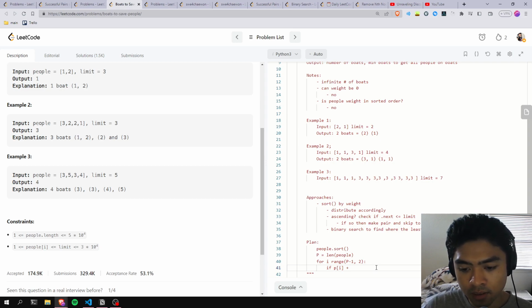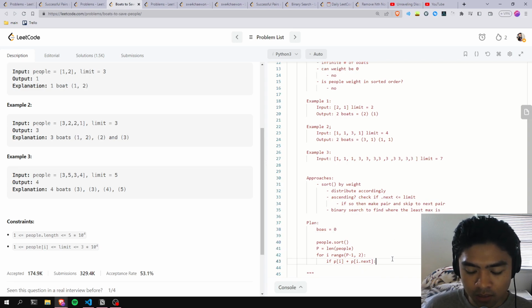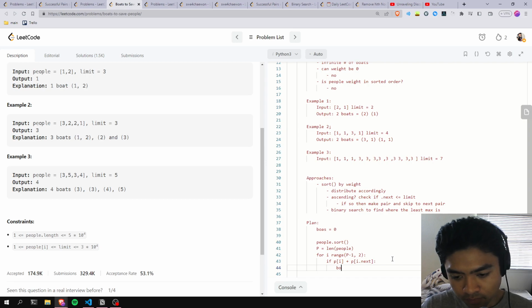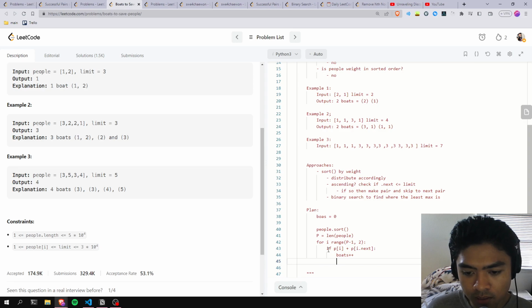Okay, so if p at i and p at i next, so plus 1 basically. So p i next. I like it like that. I wish I could do that. So then we're going to basically increment the amount of boats. So we're gonna say boats is equal to 0 right now. So we can say boats plus plus. We can increment the amount of boats and move on to the next pair.